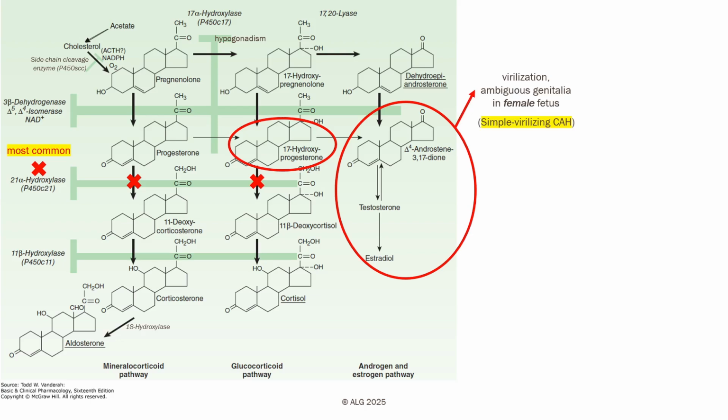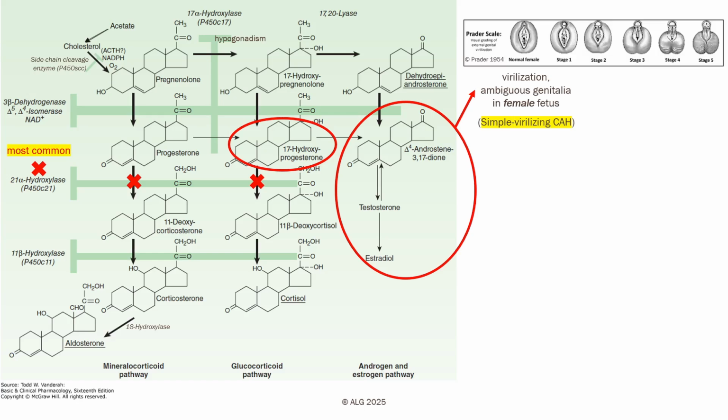In simple virilizing form, male infants usually appear normal or have penile enlargement. But female infants would present with ambiguous genitalia, having an enlarged clitoris that looks like a penis and fused labia that looks like scrotum. In the simple form, the enzyme deficiency is partial, so there is still sufficient enzymatic activity for aldosterone production. So hydrocortisone is given to replace the lack of cortisol.